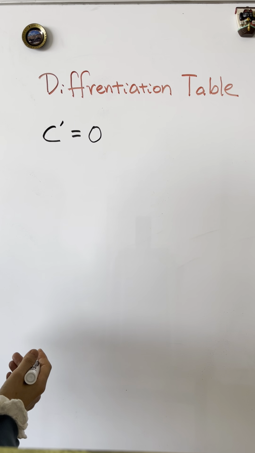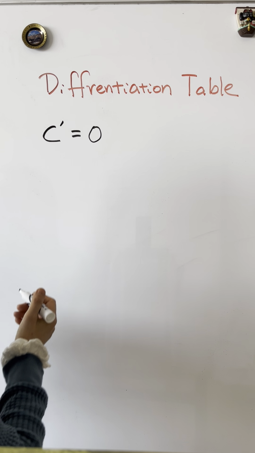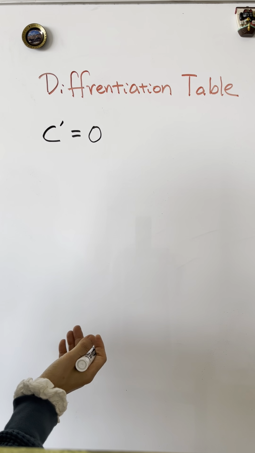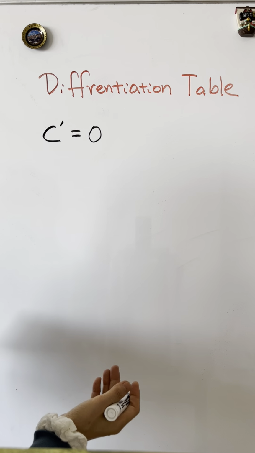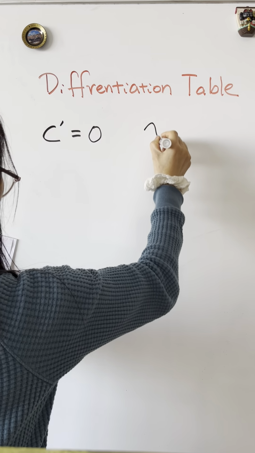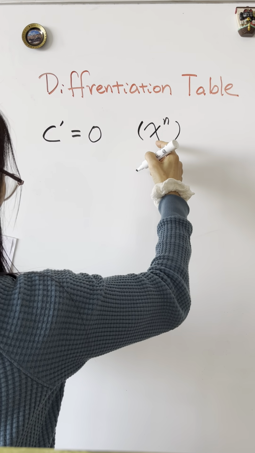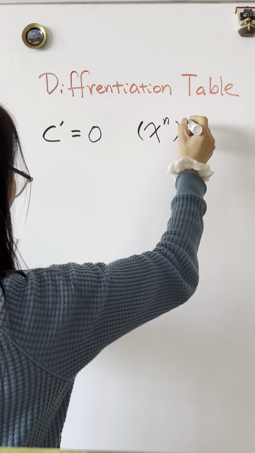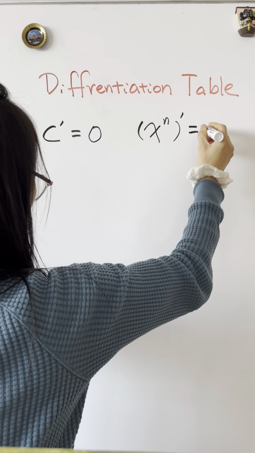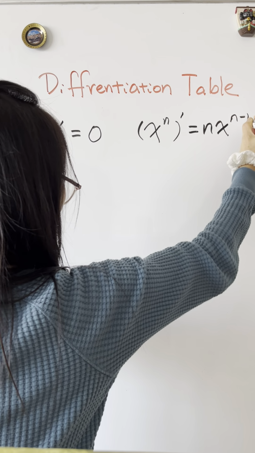So what is the differentiation, or derivative, or prime? It means the rate of change, right? So what is the rate of change of a constant? It doesn't change, that's why it's 0. Then we have the power rule, right? For exponents, if the variable raised to n is differentiated, it's just n times x raised to the power n minus 1.